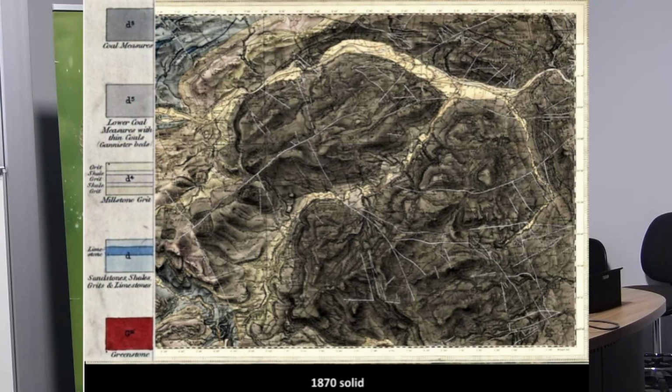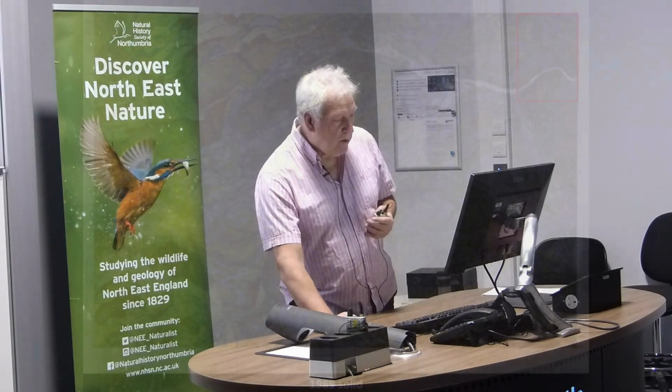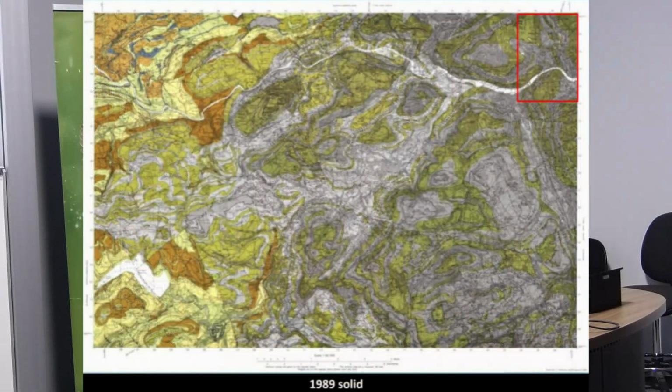The colouring on here is mostly just grey, all coal measures. All the white lines on here are faults, structural faults, fractures in the surface. Moving on, there's not a lot of detail to be gleaned from this one. The most recent map is the 1989 solid, which outlines the Ouseburn stretch in the top corner there.